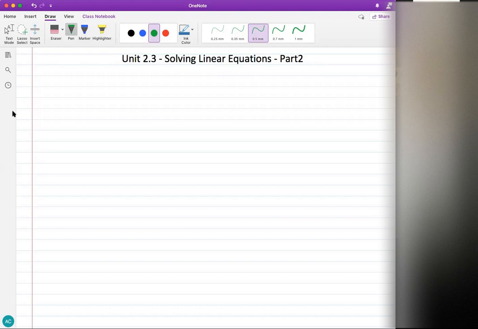Continue talking about solving linear equations. This is part 2 of what we started last time. Last time we solved a bunch of equations, but none of them had fractions. Today we're going to solve equations with fractions. Could be one fraction, 2, 3, or more.